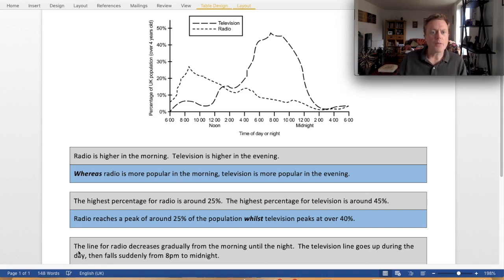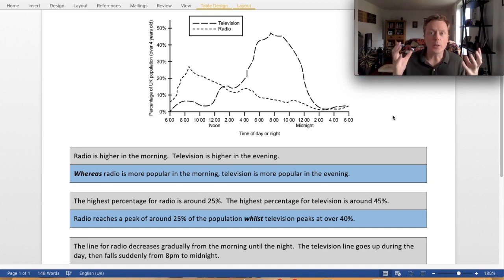this time we have the line for radio decreases gradually from the morning until night. So that's talking about this. The line for radio decreases gradually. And here, the television line goes up during the day, then falls suddenly from 8 p.m. to midnight. There you go. The television line goes up during the day, falls suddenly from 8 p.m. to midnight. So, what's the problem here?